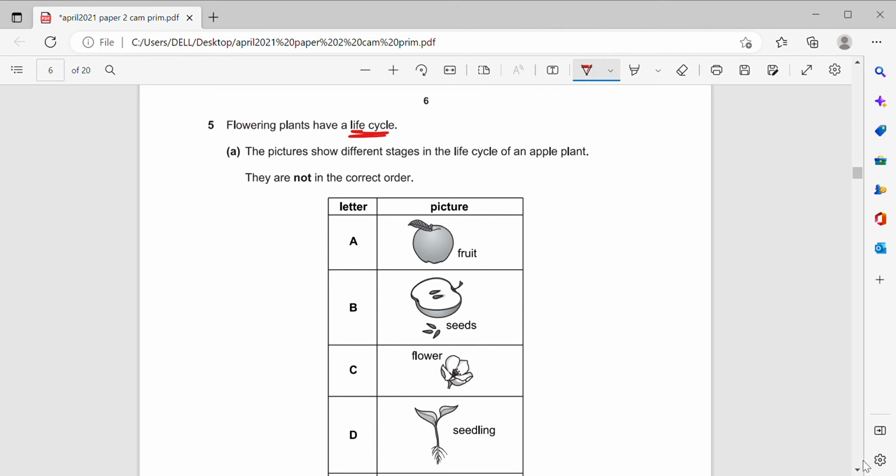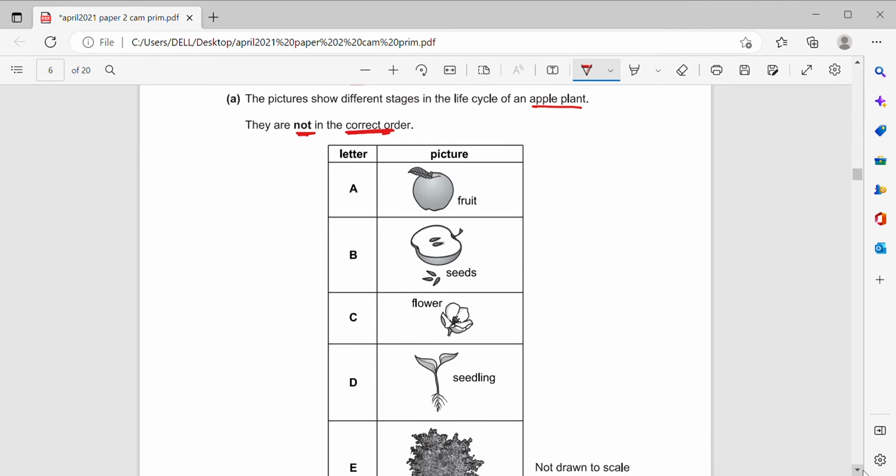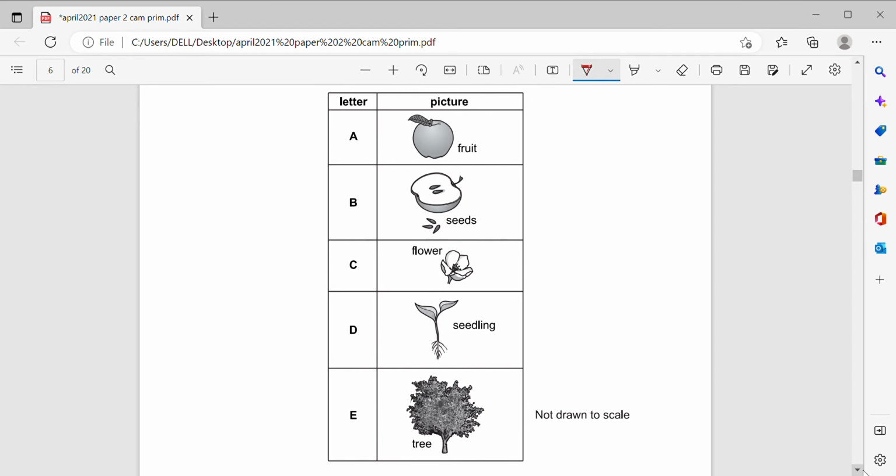The pictures show different stages in the life cycle of an apple plant. They are not in the correct order. Let's see, we put them in the correct order ourselves. They put the fruit first, then seeds, then the flower, seedling, then the tree. We arrange them first. What's the first step in the life cycle of a plant here? I have the seedling, that is the first step. Where is the next step? After the seedling I get the tree. Great.